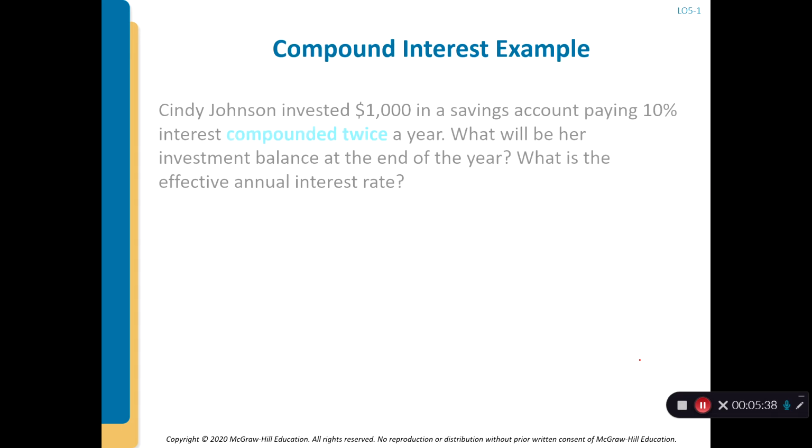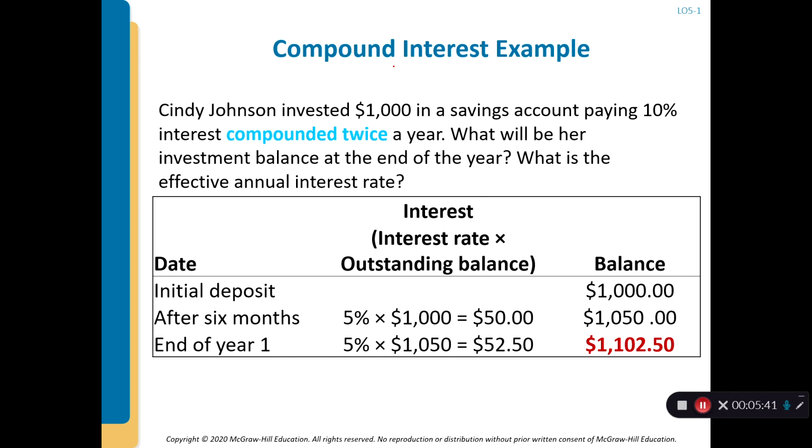The next important thing is to look at the real effective rate of compounding interest. Using this example, investing $1,000 in a savings account paying a 10% interest rate twice a year, what will her investment balance be at the end of the year, and what is the effective annual interest rate? The initial deposit is $1,000. After 6 months, investing at 5% multiplied by $1,000, the interest is $50. Therefore, the balance grows to $1,050.